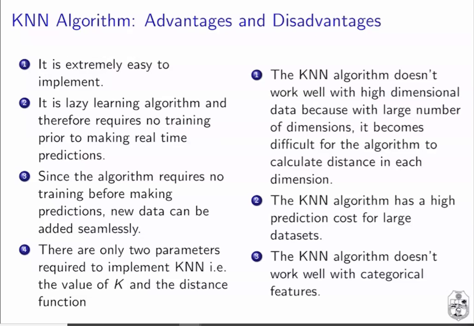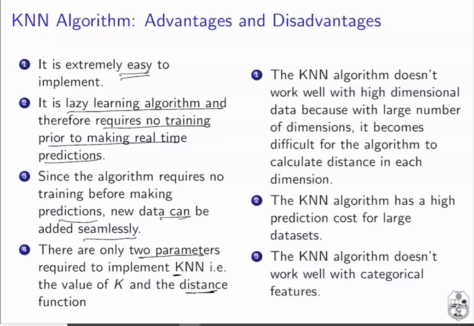Now the k nearest algorithm has some advantages and disadvantages. The advantages are like this: it is extremely easy to implement. It is a lazy learning algorithm and therefore requires no training prior to making real-time predictions. So there is no separate training phase and test phase. Since the algorithm requires no training before making predictions, new data can be added seamlessly as you need to test. There are only two parameters that you need to fix. One is the value k and another is the distance function. One example of the distance function is the Euclidean distance.